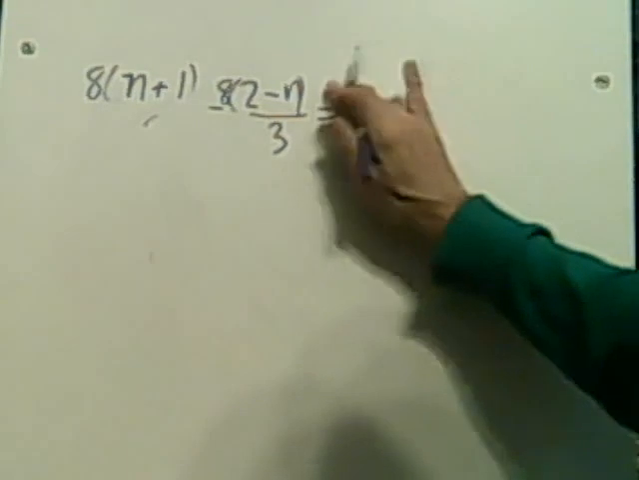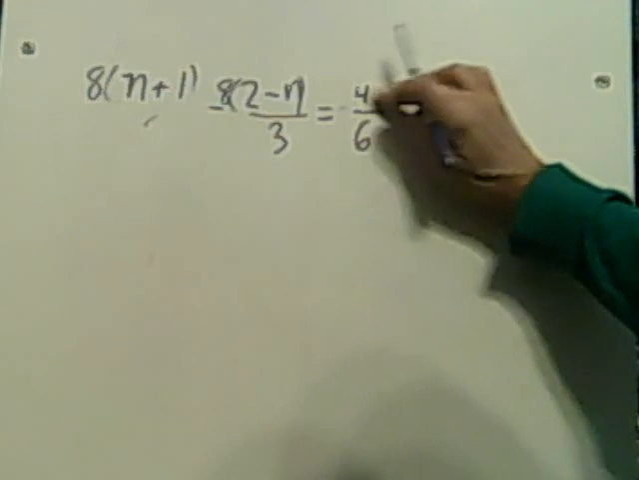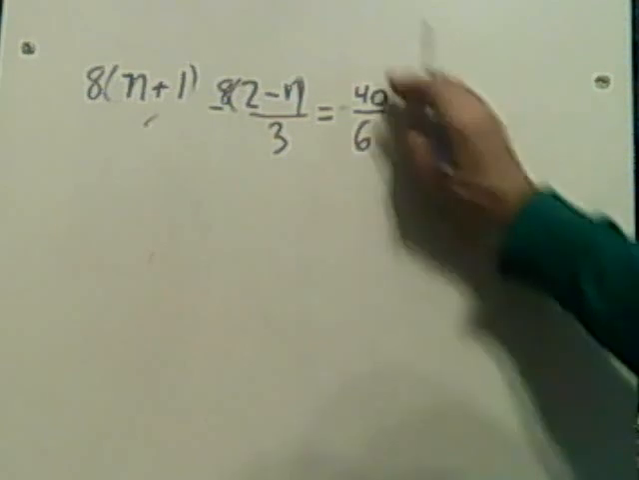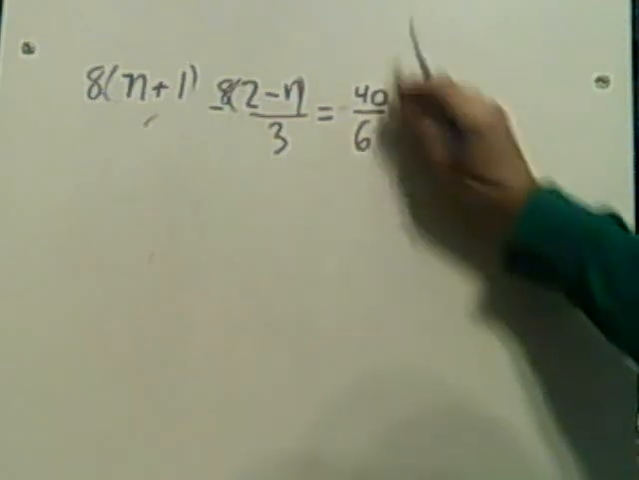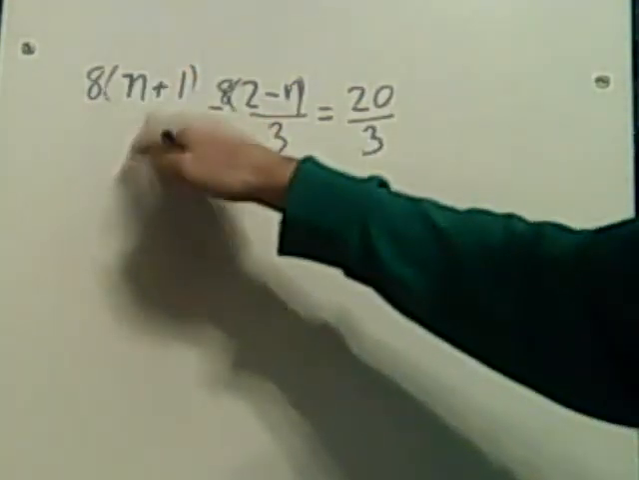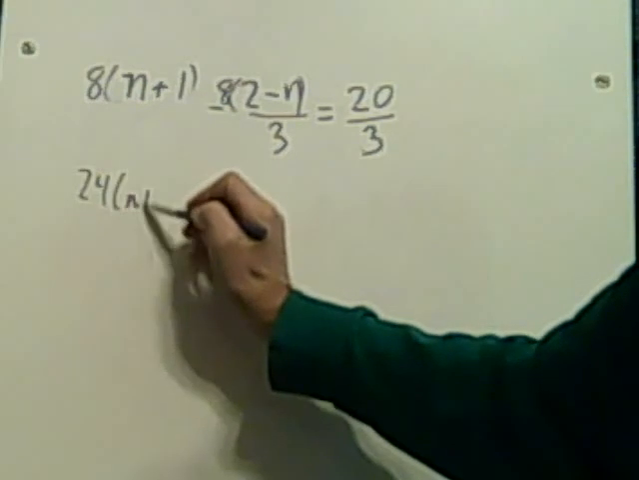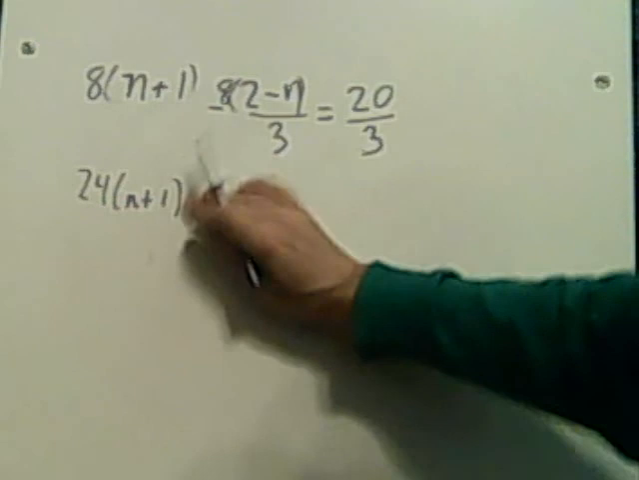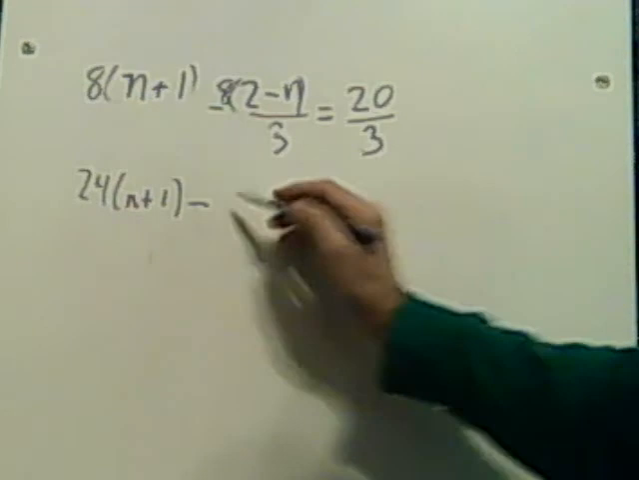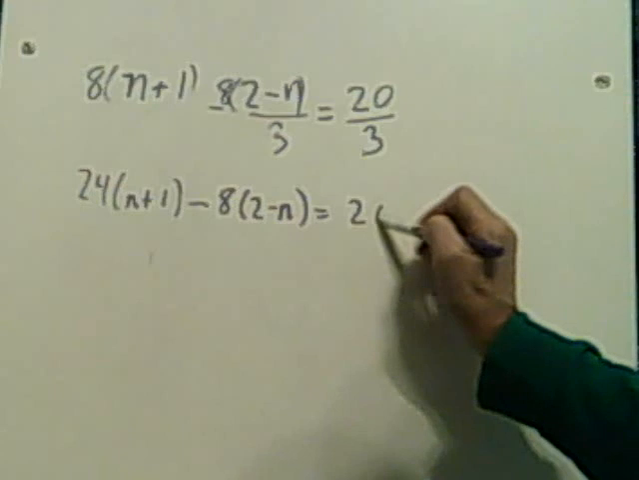8 times 5 is 40. Okay, but 40 over 6 is the same as 20 over 3 because they share a factor of 2. Now I'm going to multiply the equation through by the 3. Just get rid of that 3. So 3 times 8 is going to be 24. And plus 1. I'm sorry. Minus. Now that 3 that I'm multiplying is going to kill this 3 and this 3. So I'm just going to end up with an 8 on the top. 2 minus n equals 20.